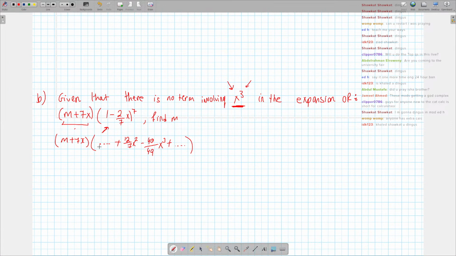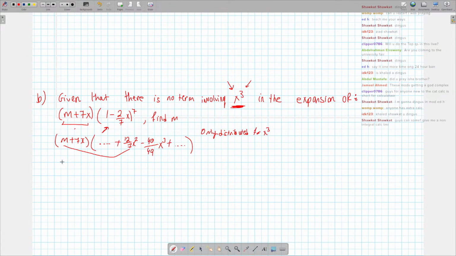So let's see here. You have m plus 7x into whatever this is. Let's start distributing. We want x cubed. Let's only distribute the stuff that gets me x cubed. M times x squared, it won't get me that. Okay, if you want, you can just distribute it all, but for ease, I'm going to write on the note only what's distributed for x cubed. M times 12 over 7 x squared, we don't want that because it's going to get me x squared and I want x cubed. M times minus 40 over 49 x cubed is going to get me x cubed in the answer, right? So we're going to get minus 40 over 49 m x cubed. So we're done from the m.